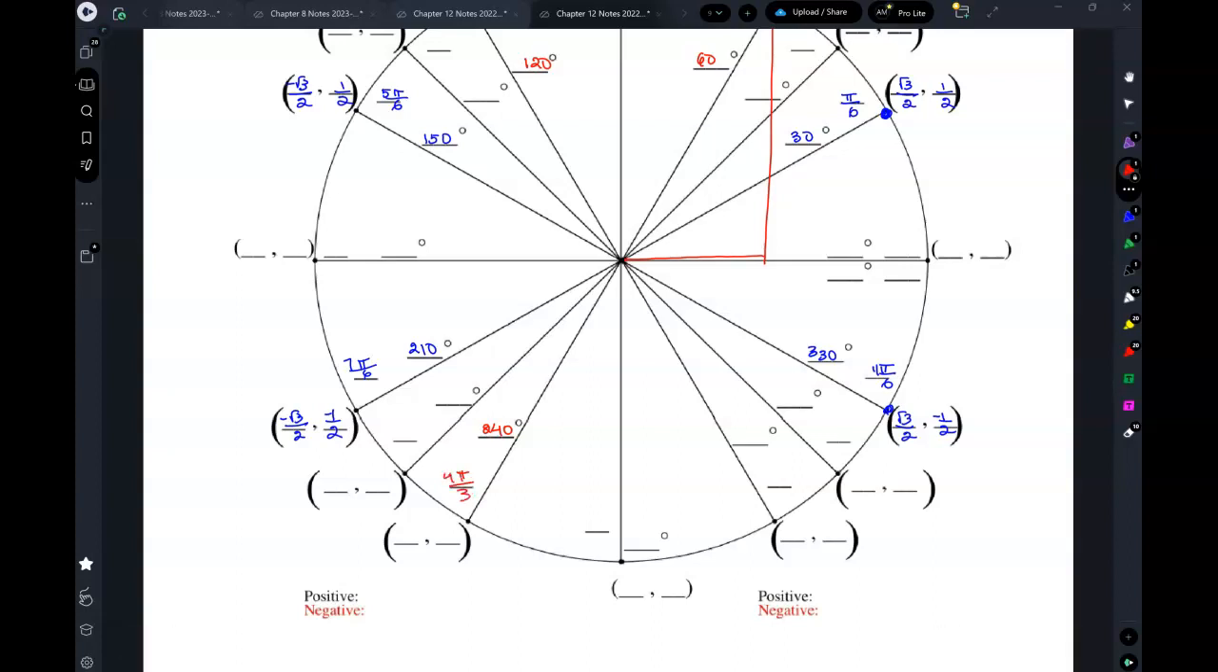What if I'm at 240, which is how much? 4π/3. How much do I go horizontally, a lot or a little? A little, so -1/2. And how much do I go down? -√3/2. Lastly, if I'm at 300 degrees, which is 5π/3, do I go horizontally a little or a lot? A little, so 1/2, and then -√3/2.